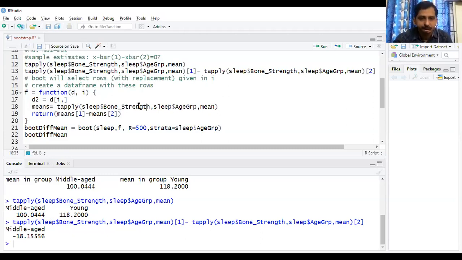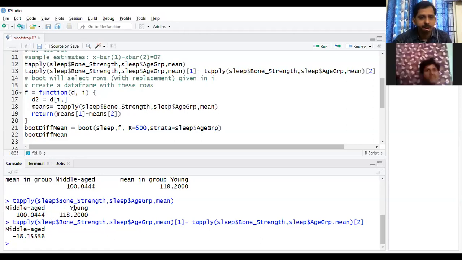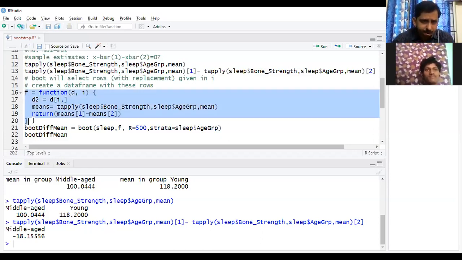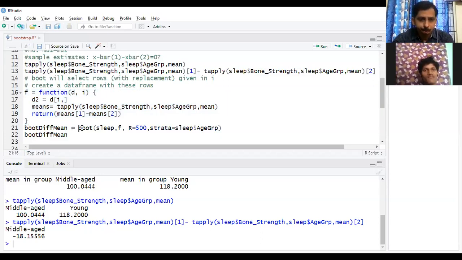Calculate the means of what? Calculate the means of middle-aged and young and store them in means, and from that, return means of 1 minus means of 2. What does it mean? This step we are mimicking here. We are focusing on the numerator part of the t-test, that is the difference between two group means, which is nothing but your effect size: how far on average two groups differ.